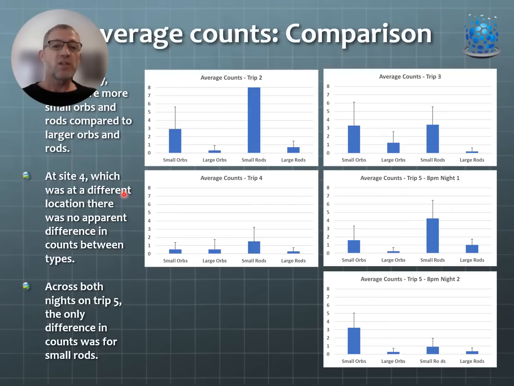I'd like to point out that at site 4, which was a different location, there appeared to be no difference in counts or average counts between small and large orbs and small and large rods. Now if you look at trip 2, for example, you can see there's quite a significant difference between the number of rods that are large and small and the number of orbs, although the ratios appear similar. Now this changes when you go to different sites, so you can see that there's not really a consistent trend, and it does vary depending on the field trip that we went on and the proportional ratio between rods and orbs.